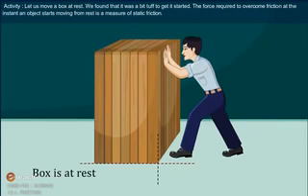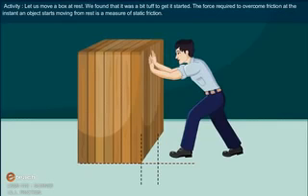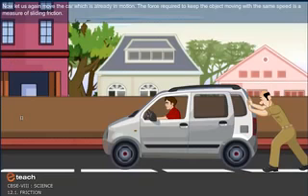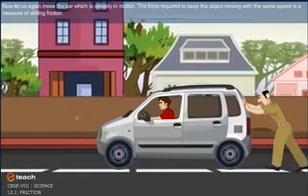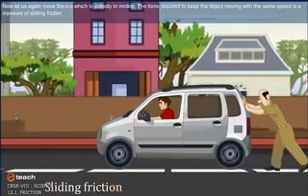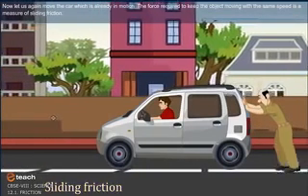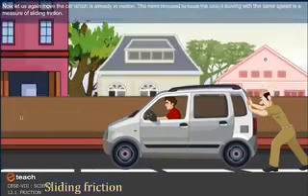Activity: let us move a box at rest. We found that it was a bit tough to get it started. The force required to overcome friction at the instant an object starts moving from rest is a measure of static friction. Now, let us again move the car which is already in motion. The force required to keep the object moving with the same speed is a measure of sliding friction.